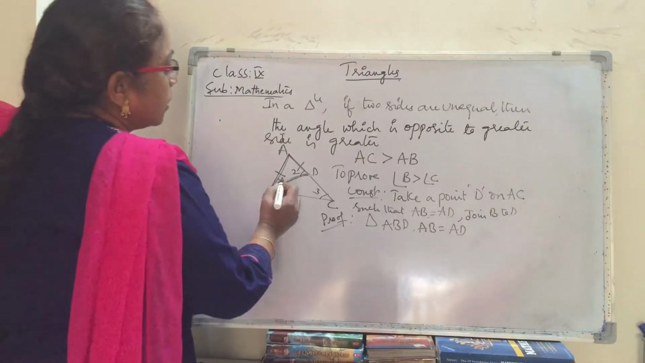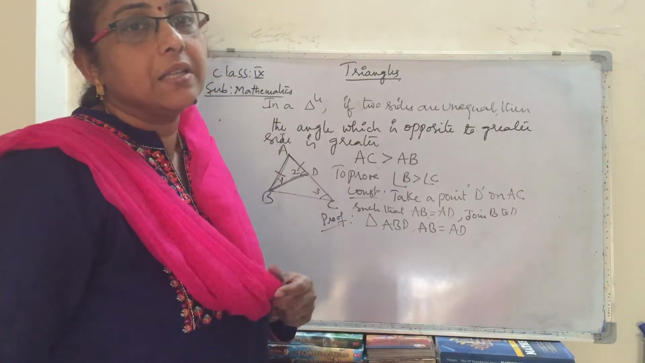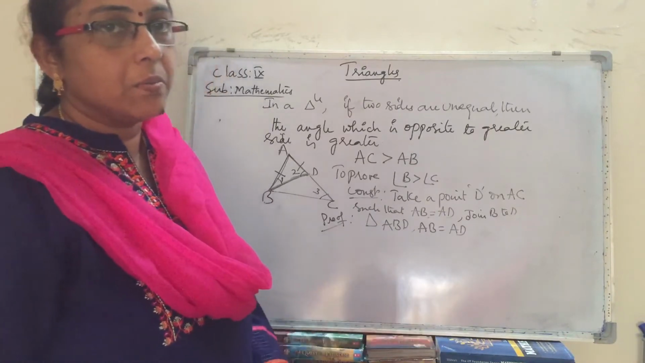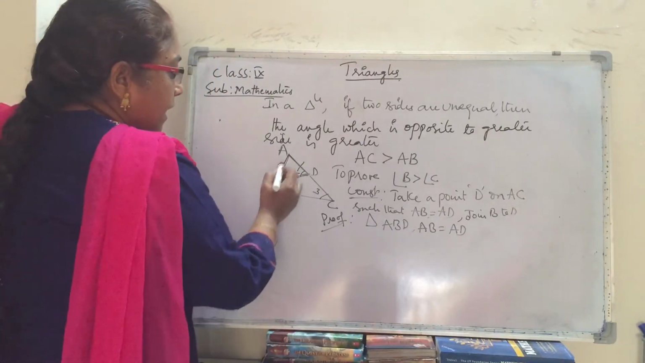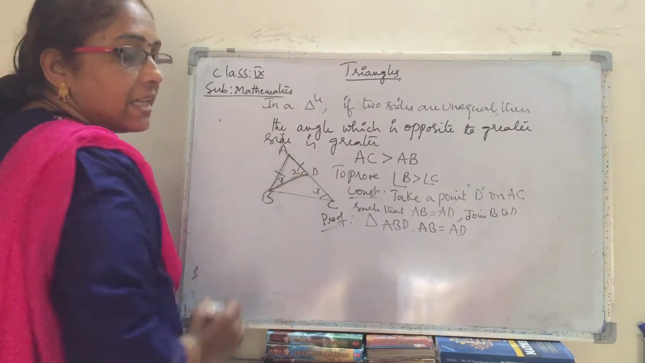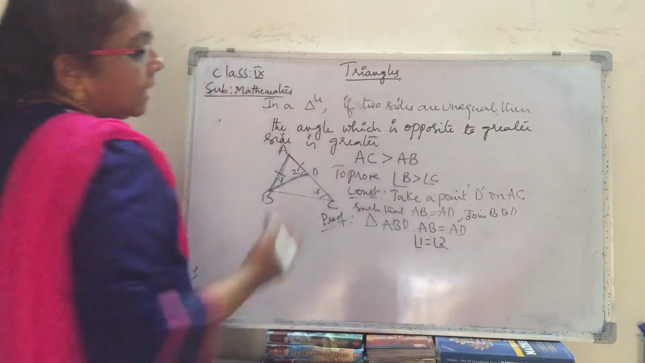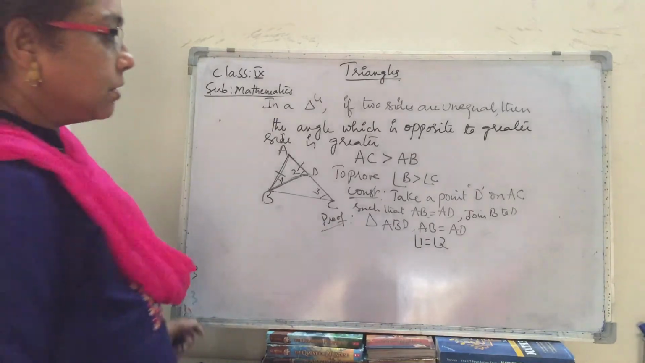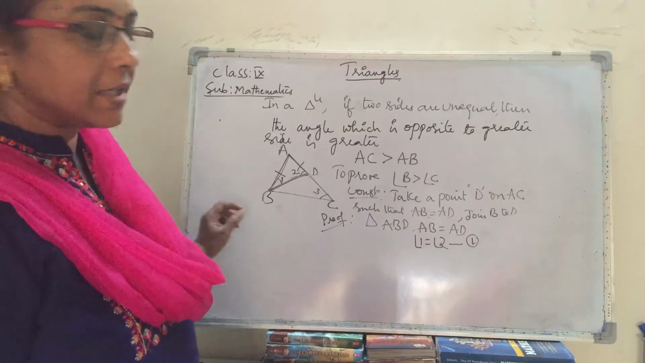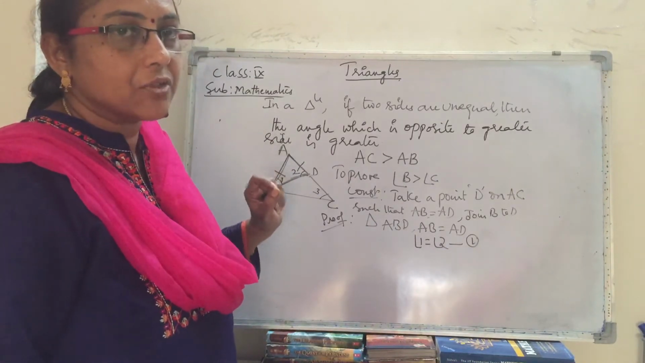Now, we know that in a triangle, if two sides are equal, then their opposite angles are equal. We proved this in module 2. See, in this triangle ABD, by construction we got AB and AD are equal. Then the opposite angles, angle 1 is equal to angle 2. See, put this as equation 1. Is it clear, children? Angle 1 and angle 2, their opposite sides are equal by construction.